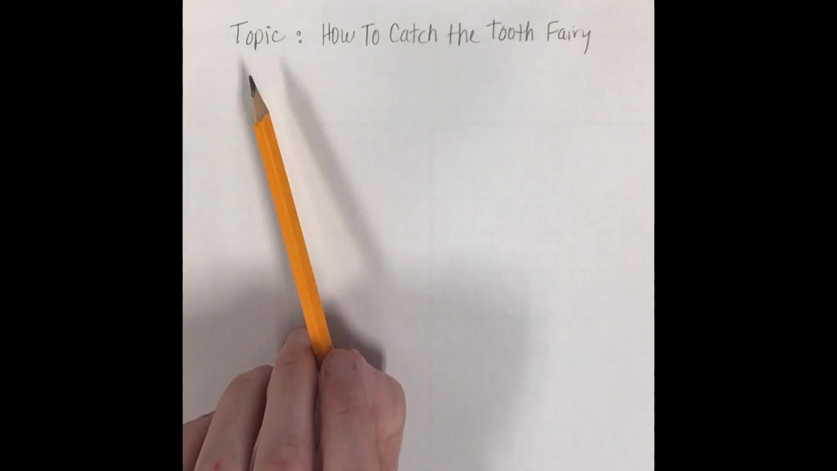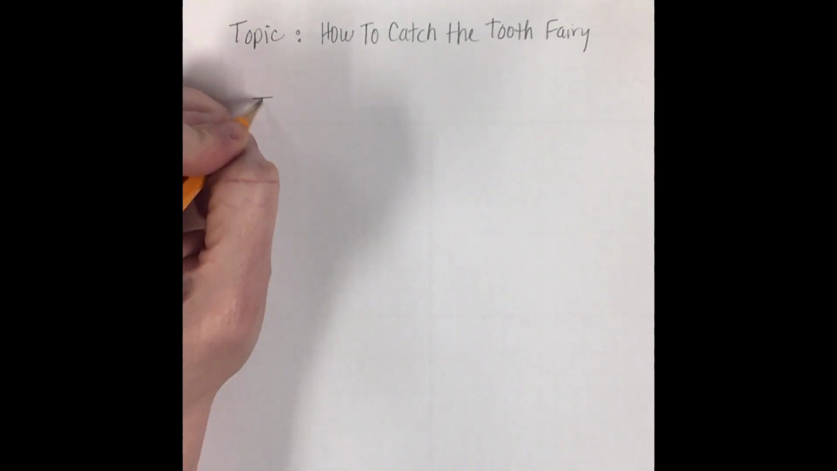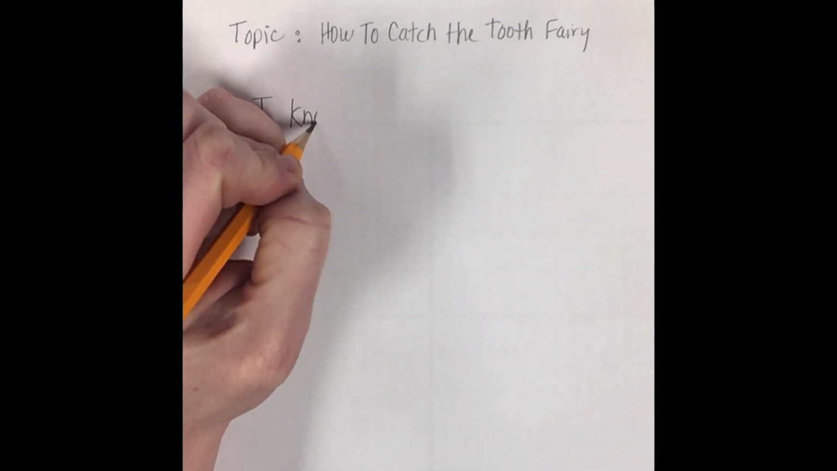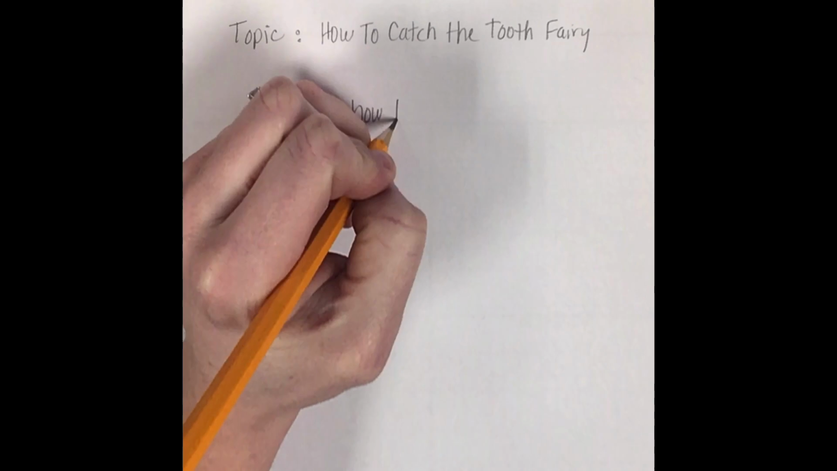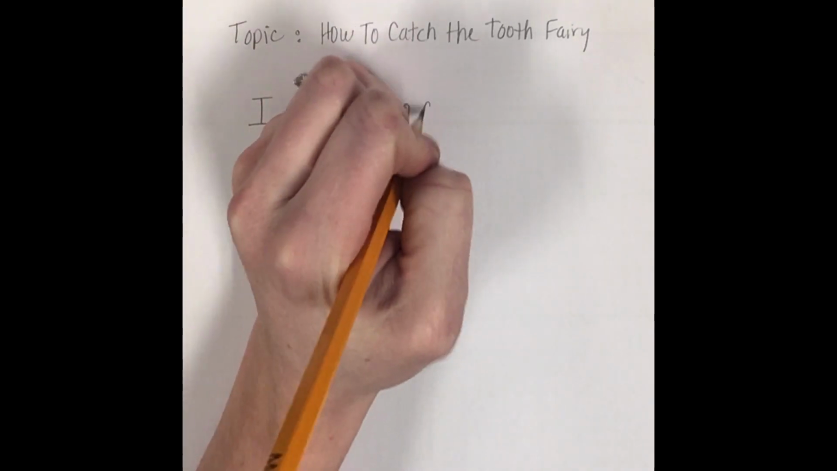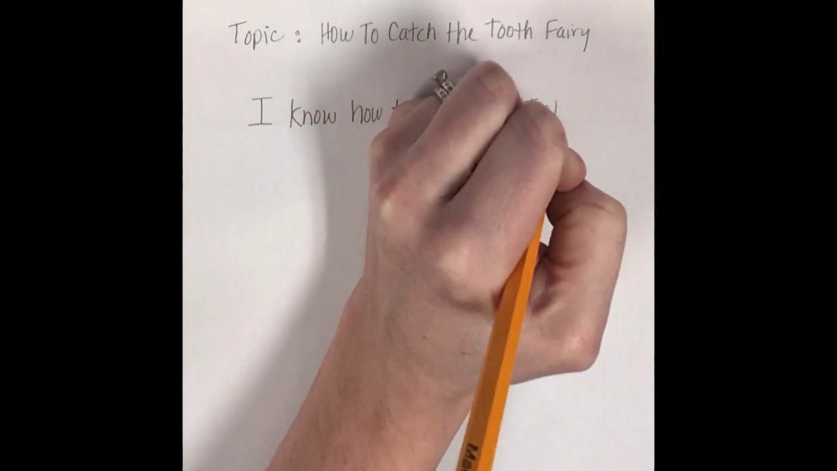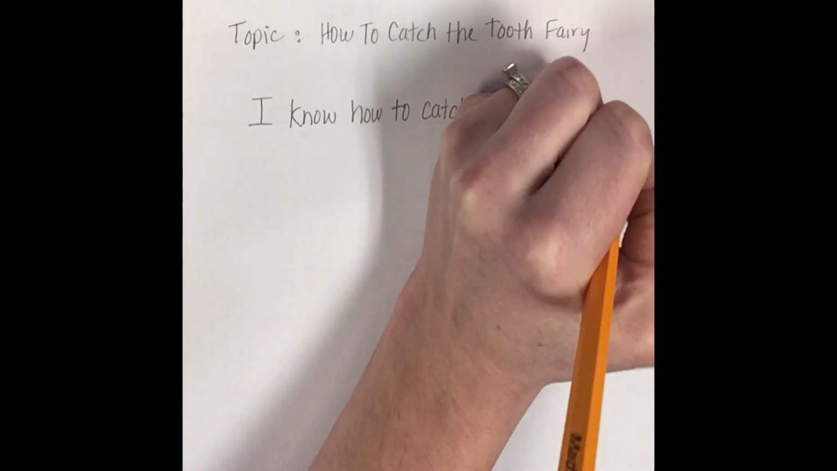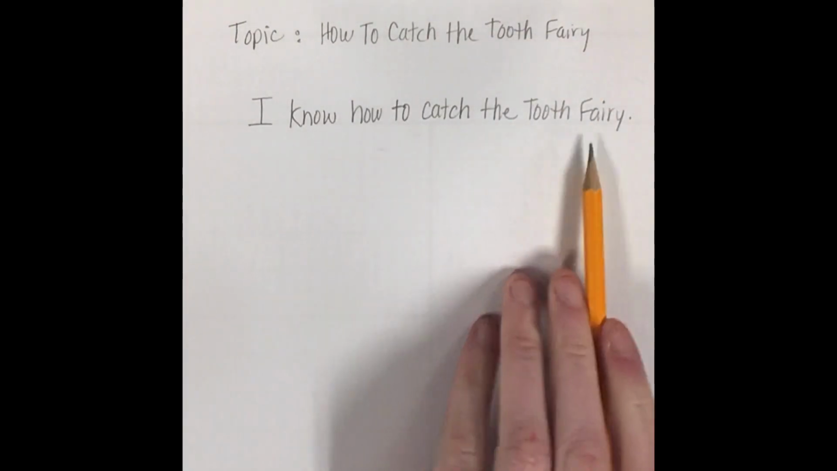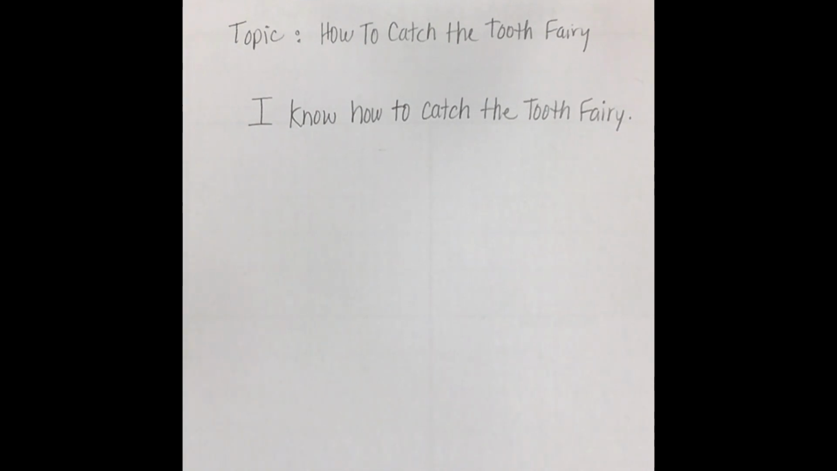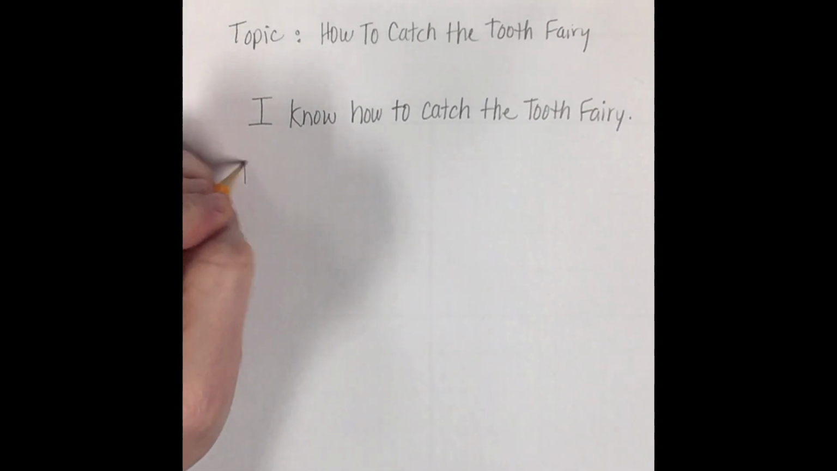Okay, writers, I have my topic at the top, how to catch the tooth fairy. Now I need to think of a few different topic sentences that I could use to start my paragraph. I can start with, I know how to catch. I can use the top to help me with my spelling. And I'm going to use the top to help me spell tooth fairy. I'm going to end my sentence with a period. I know how to catch the tooth fairy. That's a statement. It's telling the reader about my topic.